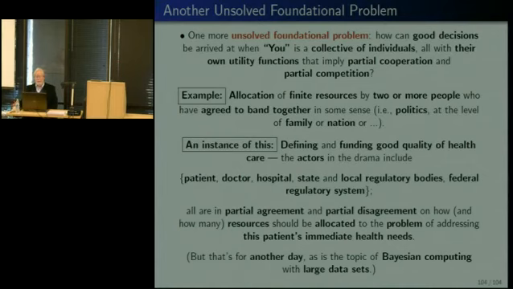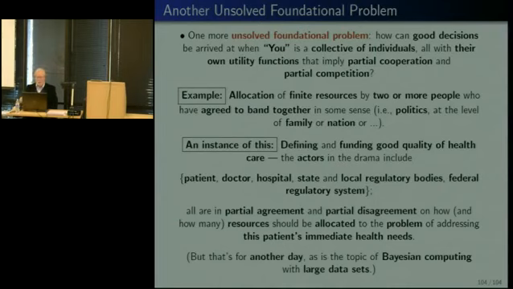An example is any problem involving allocation of finite resources by two or more people who have agreed to band together in some sense. And that's essentially the definition of politics, the allocation of scarce resources. That's my definition of politics, anyway. It could be at the level of family, for example, because the people in the family have different ideas about how the money should be spent. Your teenage daughter wants you to spend $25,000 on a car, and maybe you and your wife don't want to spend that money that way, and so on. So allocation of finite resources by two or more people who have agreed to band together but who have different utility functions. That's a classic example here. Or also politics at the level of a nation, or you can just go on.